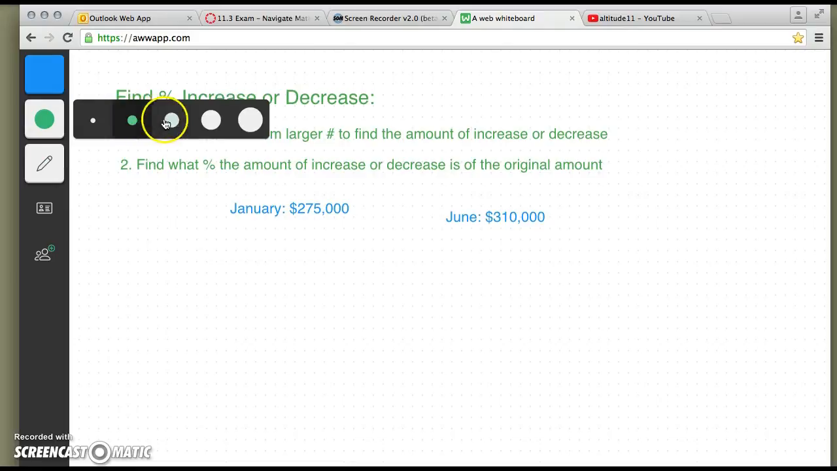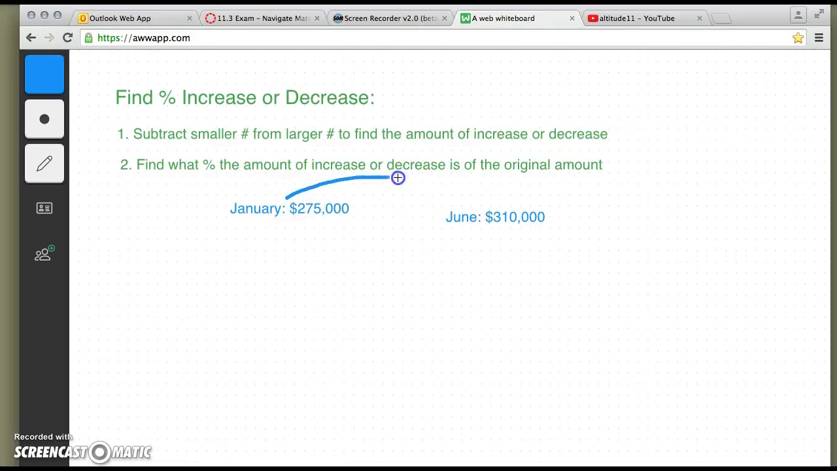So the first step of our process here, guys, remember, is to subtract the smaller value from our larger value to figure out the amount that we increased or decreased. So remember, we are going from January to June, and our number is growing. So in this particular case, we're going to be looking at an increase. Let's see what exactly that increase is.